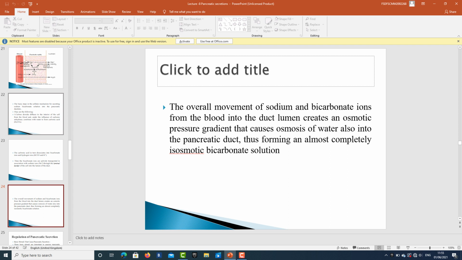The overall movement of sodium and bicarbonate ions from the blood into the duct lumen creates an osmotic pressure gradient and is going to cause the osmosis of water also into the pancreatic duct, thus forming an almost completely isoosmotic bicarbonate solution. So this is how the release of bicarbonate ion takes place.